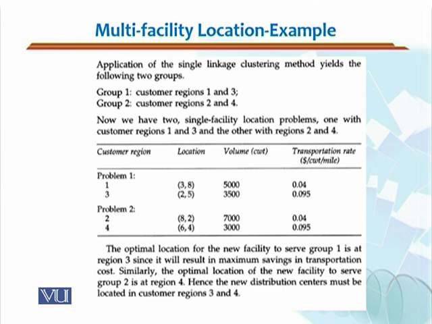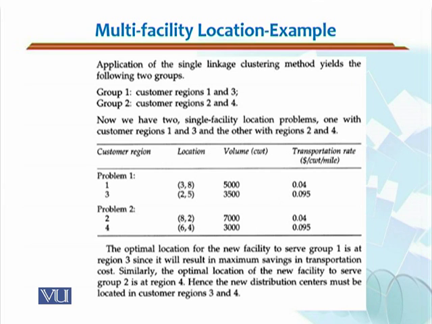Now we have two single facility location problems, one with customer regions 1 and 3 and the other with regions 2 and 4. Basically, the multi-facility location problem converts into single facility location problems, which can be solved by the previous methods which we have studied. So problem 1 would have region 1 and region 3, with locations 3, 8, 2, and 5, and the volume and transportation rates as given in the problem. And sub-problem 2 would have region 2 and region 4 with their location, volume, and transportation rates as given in the problem.